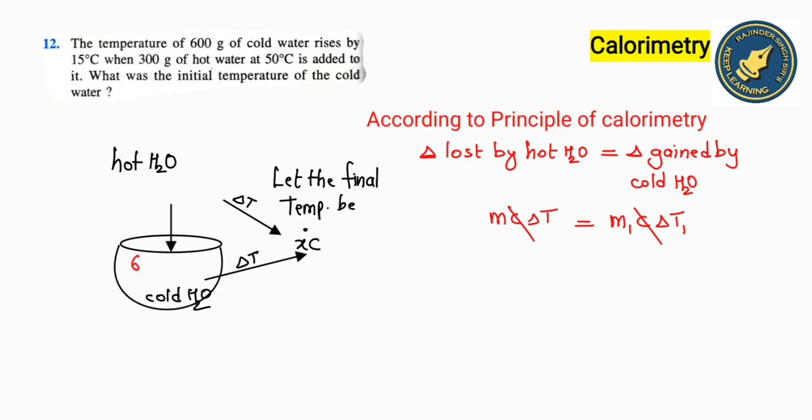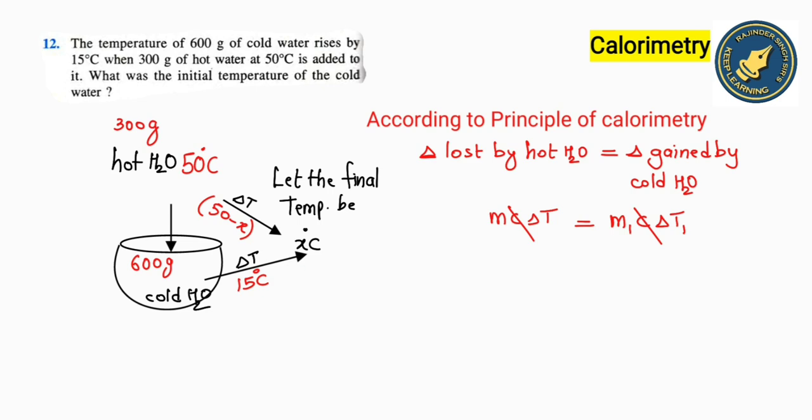So cold water this time is 600 grams. Rises by 15 degrees. So delta T is straight away given to you, 15 degrees Celsius. When 300 grams of hot water, whose temperature is 50 degrees Celsius, from 50 degrees it is coming down to say 30 degrees. Assumption just. Okay. So what will be the delta T in this case? Big minus small. So 50 minus 30. So hence we can write 50 minus X. Final temperature is the same. Okay. And this side we don't need delta T at all because it is already given to you.